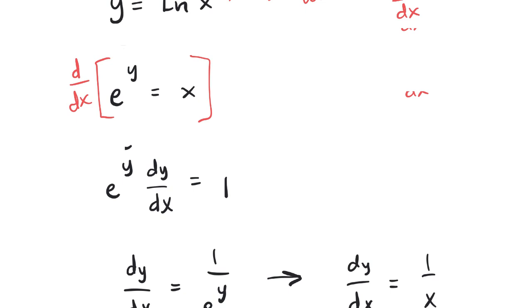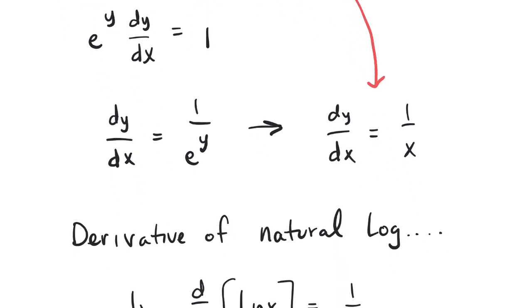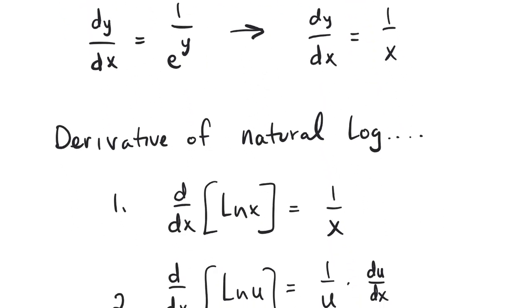So the connection we're making is that if y equals the natural log of x, then dy dx equals 1 over x. And that's the definition of the derivative of the natural log of x. So the derivative of natural log with respect to x is 1 over x.